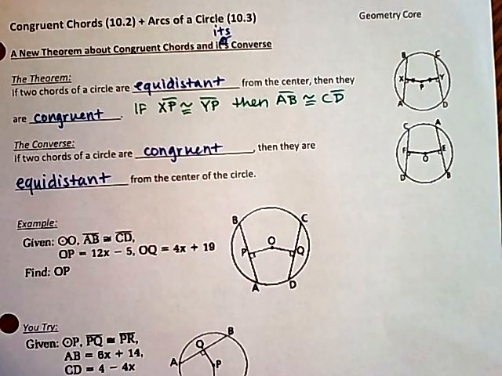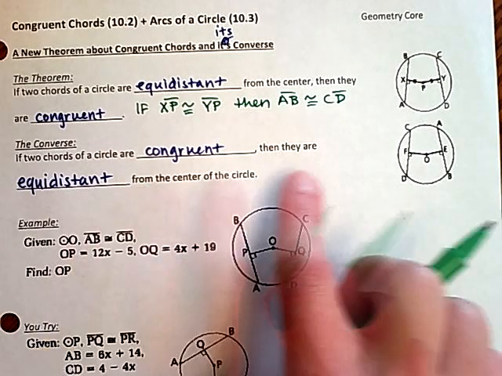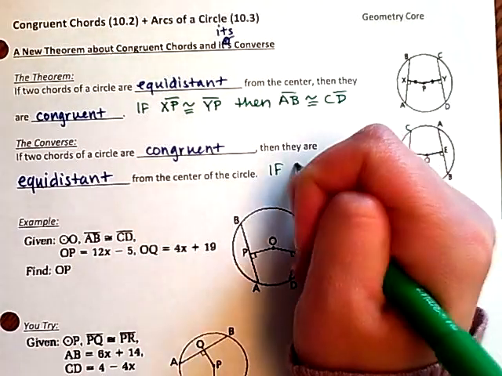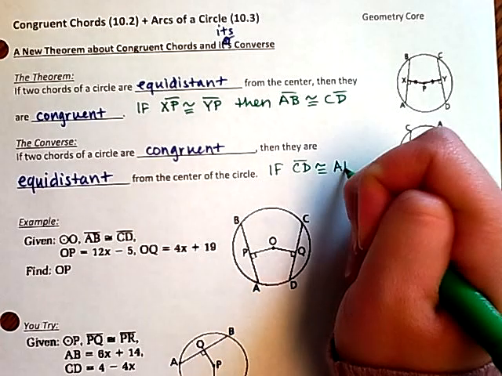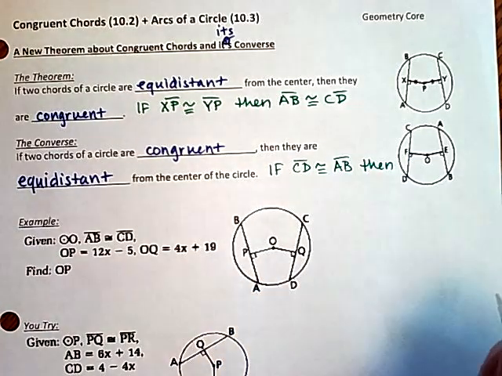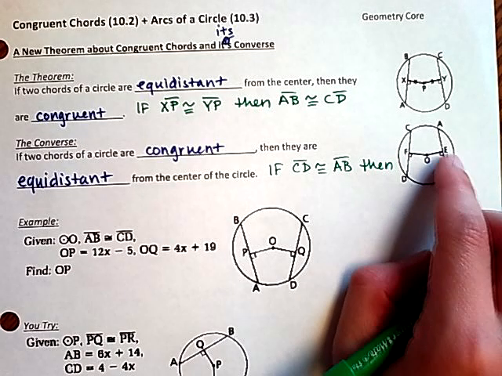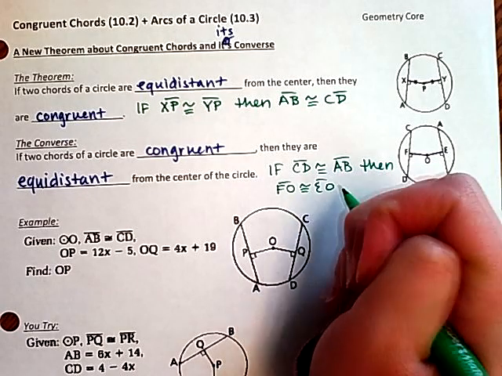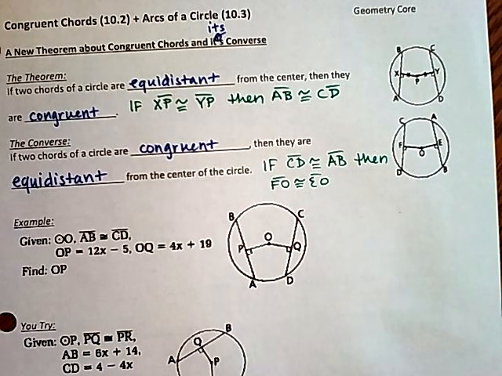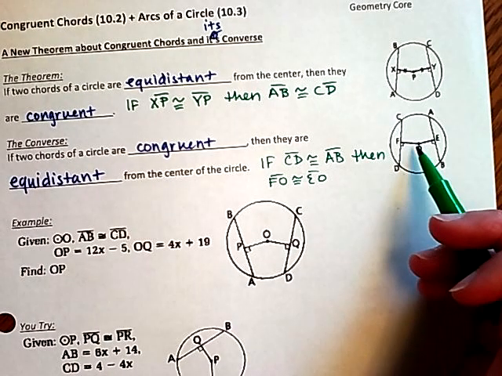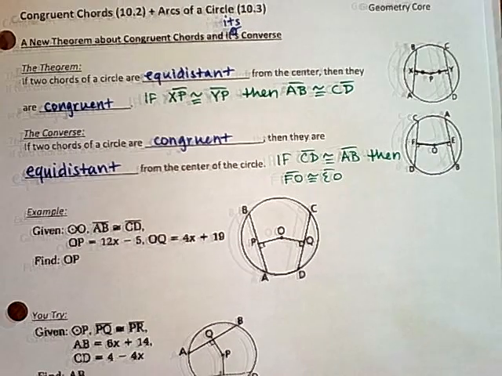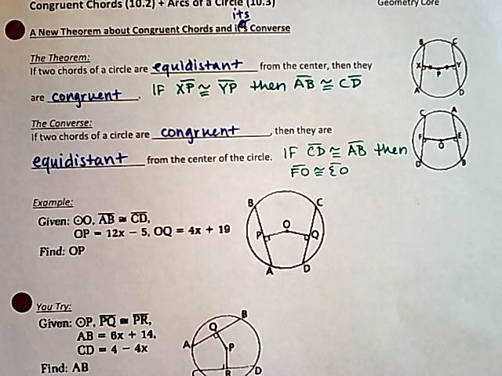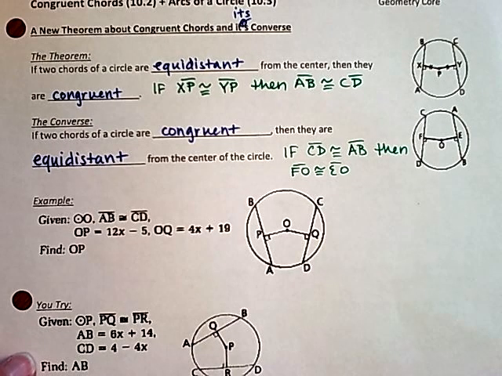So if I were to relate this sentence in words to the diagram, I would start with the chords being congruent. So I would say if CD is congruent to AB, then I know that FO is congruent to EO, because those would be the distances that each chord is from the center. Because remember that when we talk about distance of a segment to a point, we're talking about the perpendicular distance. So we're not going to prove these two theorems today, but if we were to prove them, we would use congruent triangles, similar to the one we did in class last time.